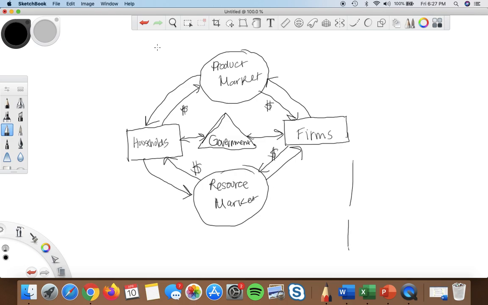Oops, let's see here, what am I doing? Where's my pen? There we go. Let's see if I can draw that better. There we go.